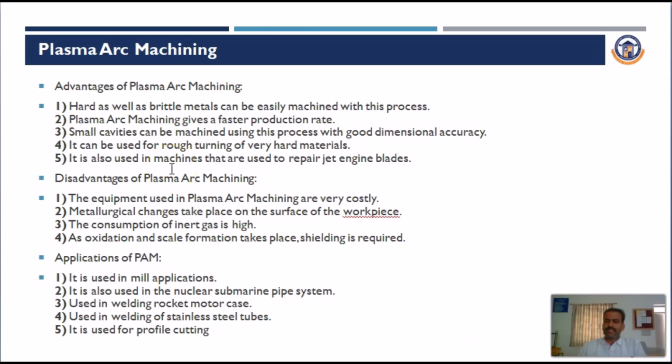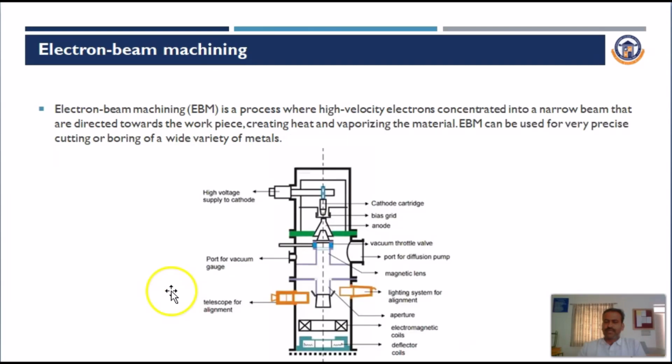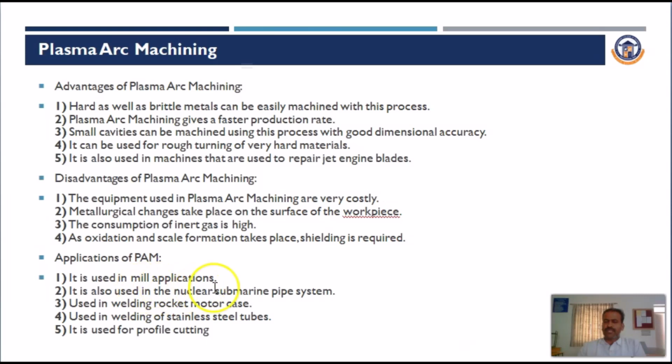Some disadvantages of plasma arc machining are that the equipment used is very costly. The consumption of inert gas is high. That inert gas is used to get the ionized gas, that's the plasma. Oxidation and scale formation take place, so shielding is required. Then applications: it's used in mill applications. It is also used in nuclear submarine pipe systems, in welding stainless tubes, and for profile cutting.